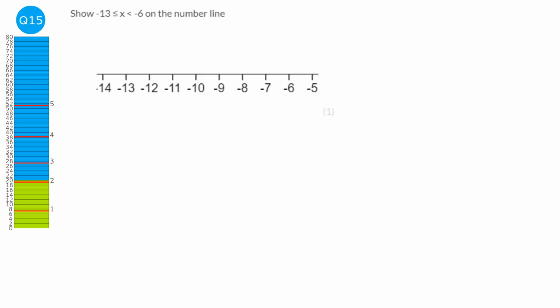So we're going to start by doing a circle at -13 and a circle at -6. And x is between those values, so we're just going to join them up with a line. Probably move my circle down a little bit. Okay, next thing to do is figure out which of these dots are going to be filled in. So if it can equal that number, it gets filled in. So it can equal -13, so I'm going to fill that in. But for -6, it can't equal that, so it becomes a hollow dot.